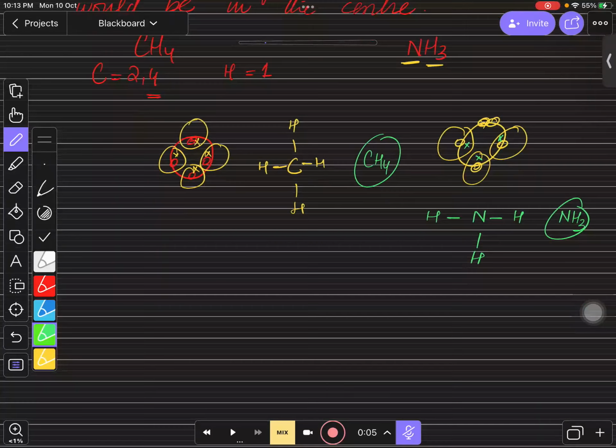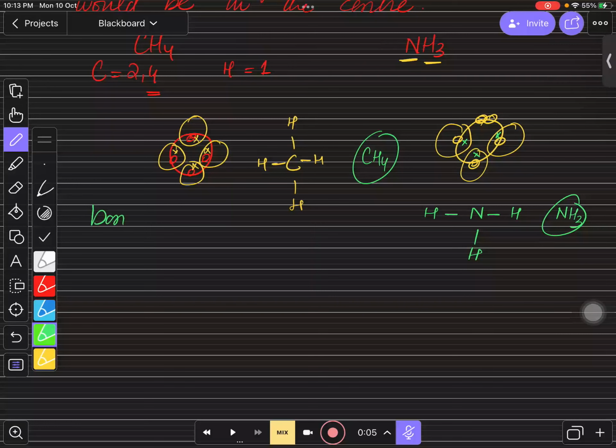Yes, sir. If you talk about the bonded electrons, bacho, you can see each bond has 2 electrons. Each bond is formed by the mutual sharing of 2 electrons, one from each side. So we have 8 electrons here that are involved in bonding. And if you talk about unbonded electrons, we know that hydrogen has only 1 electron.